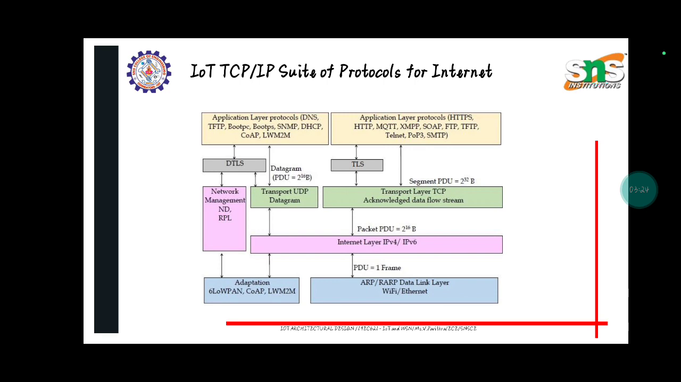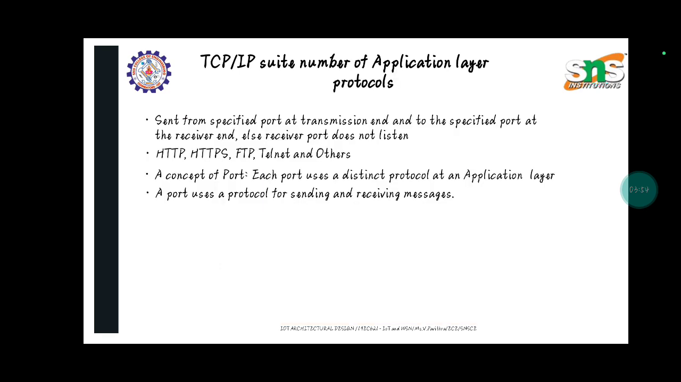Next one is the TCP/IP suite protocols for the internet. Here on the left-hand side we are using some application layer protocols, and here also we are using some application protocols, and then TLS and datagram TLS, network management ND and RPL, the transport layer with UDP and TCP acknowledged data flow, then the network layer IPv6 to IPv4 and ARP, and the data link layer Wi-Fi, Ethernet, adaptation layer. Next, in the TCP/IP suite, a number of application layer protocols send from the specified port at the transmission end and to the specified port at the receiver end, else the receiver does not listen.